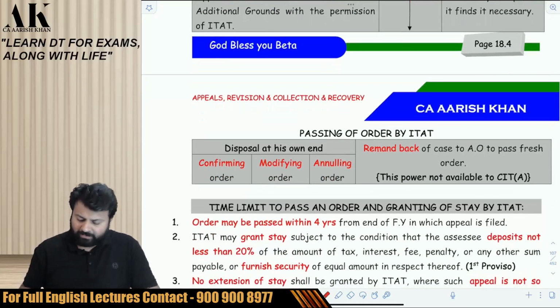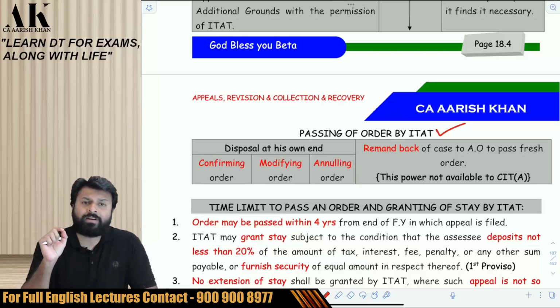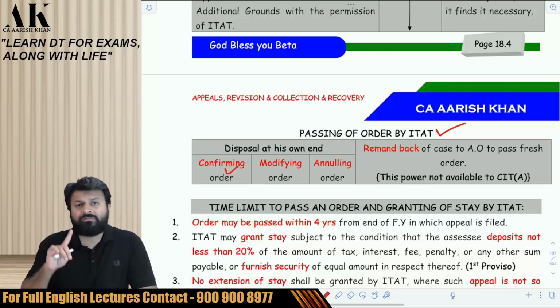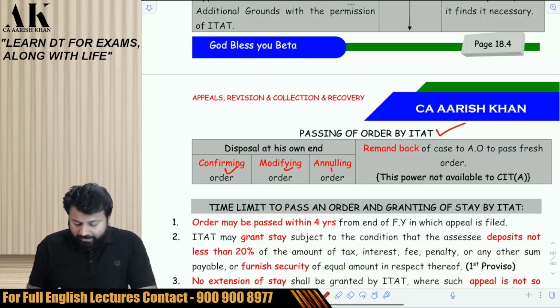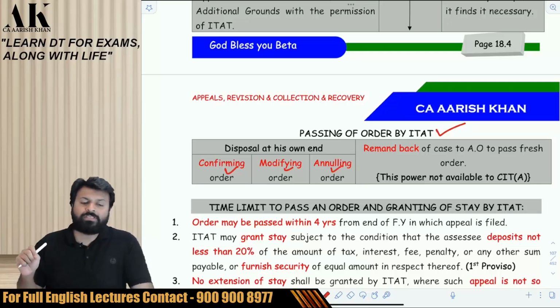Now, the tribunal will pass an order after some time. What is the time limit to pass an order? I'll come to that in a while. What is the scope of the order of the tribunal? Again, the tribunal can confirm the order of the CIT appeal, or the tribunal can modify the order of the CIT appeal, or the tribunal can annul, that is cancel, the order of the CIT appeal.